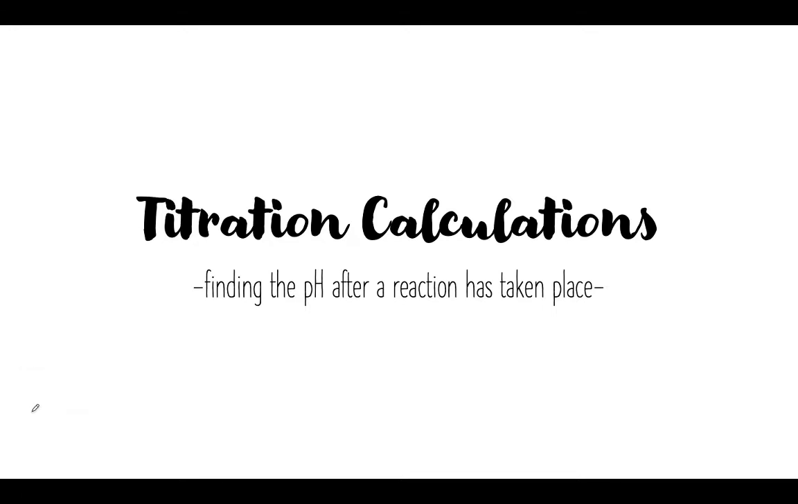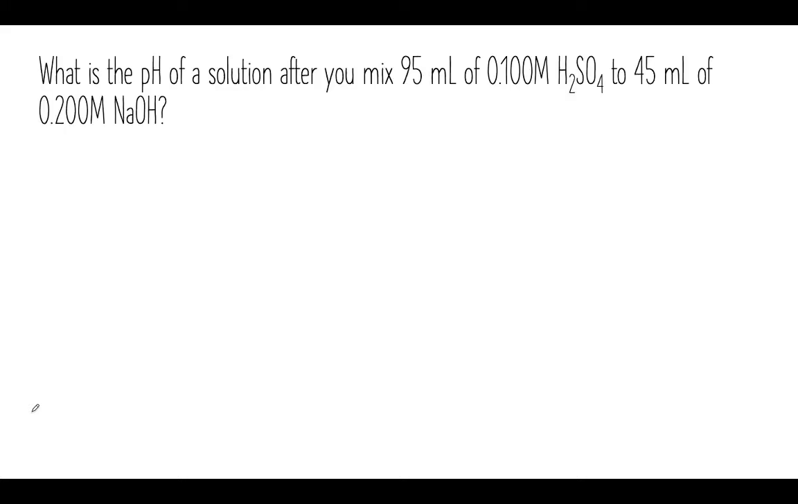All right, I know we've looked at some calculations for titration already, but this video is dedicated to a specific situation in which you're asked to find the pH of a reaction after it has taken place. So if you take a look at this situation, it is asking us what is the pH of a solution after you mix a certain volume and concentration of H2SO4, which is my acid, to a certain volume and a certain concentration of NaOH, which is my base.